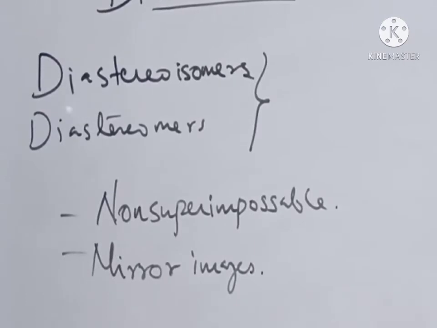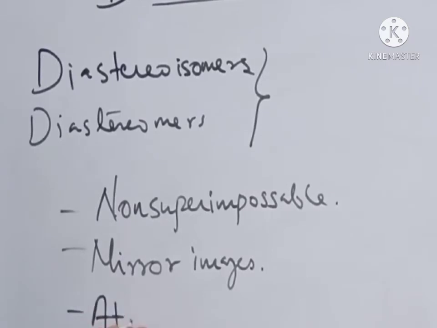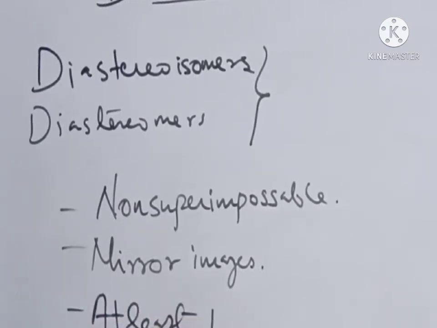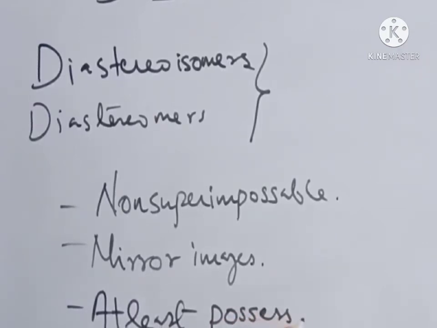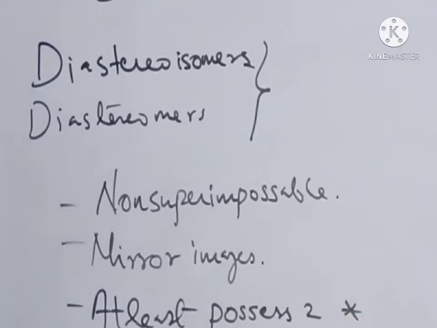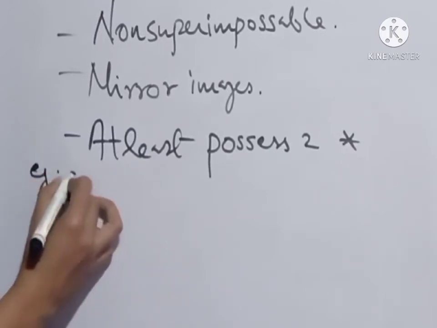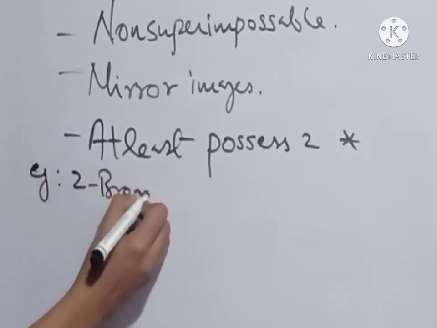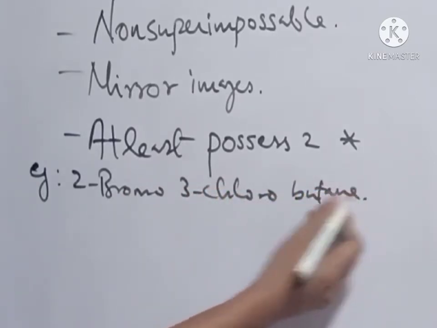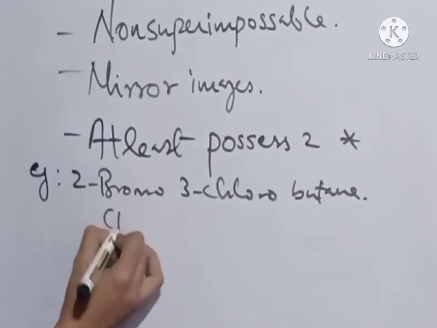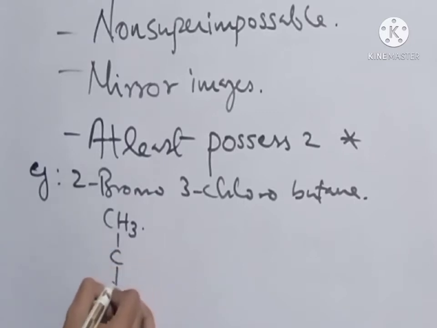And one of the criteria to become a diastereoisomer is that it must possess at least two stereogenic centers. For example, 2-bromo, 3-chloro-butane. So here I am going to draw the structure of 2-bromo, 3-chloro-butane as like this.